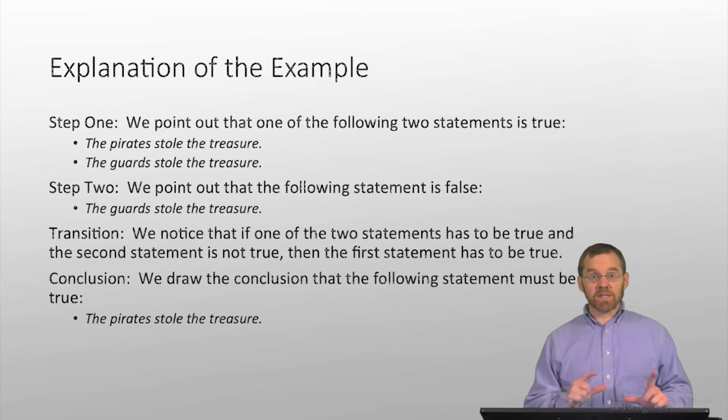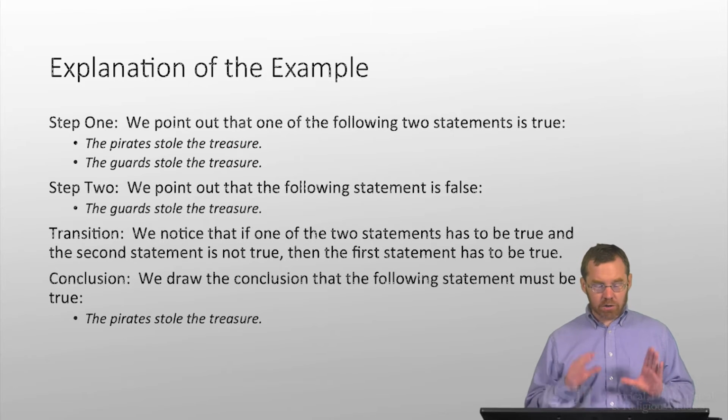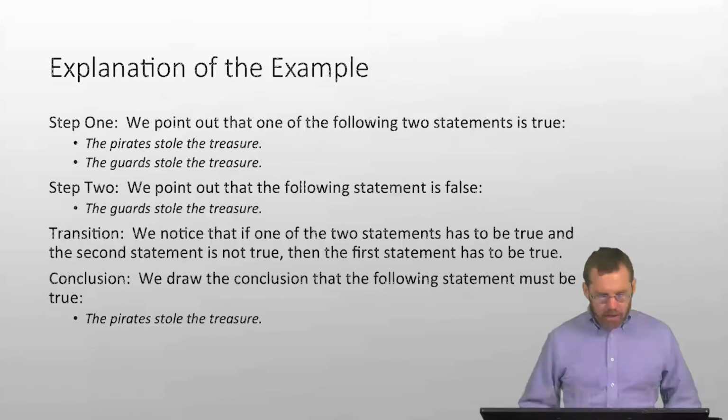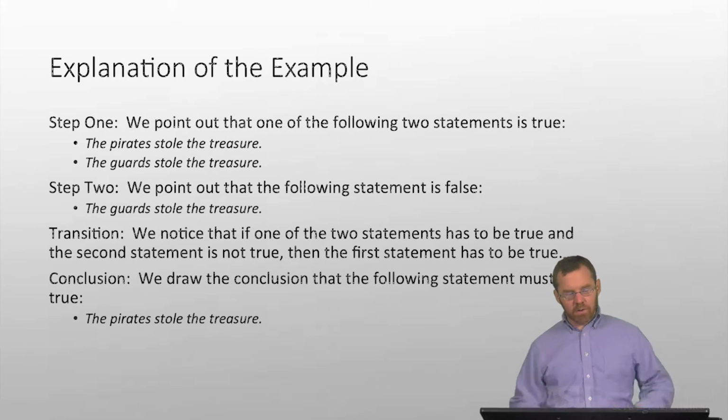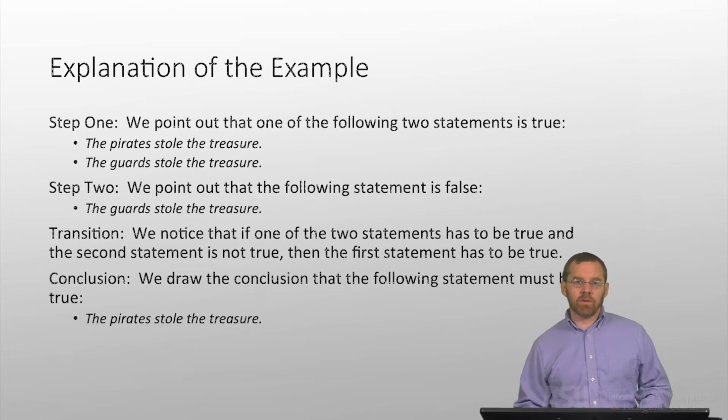Step 2, which was the second premise, said, well, the following statement is false. The guards stole the treasure. Now then we notice something. Wait a minute. If one of those two statements has to be true and the second statement is not true, well, then the first statement has to be true. Because if both of them were false, well, then we couldn't say that one of them was true. So we draw the conclusion: the following statement must be true. The pirates stole the treasure.